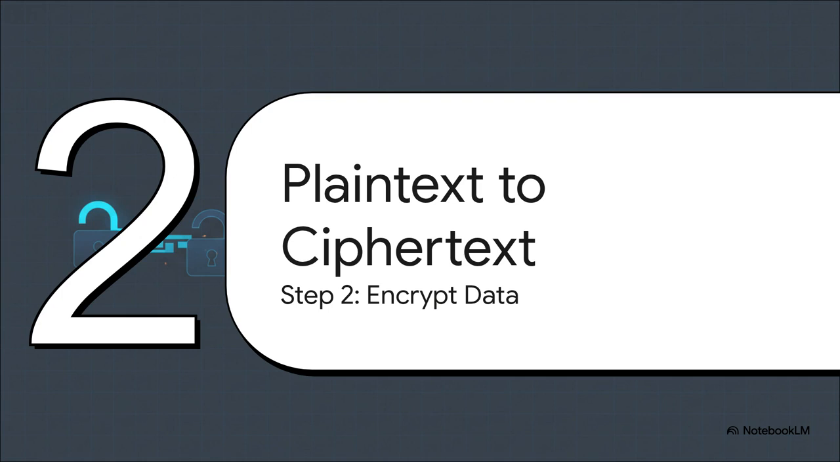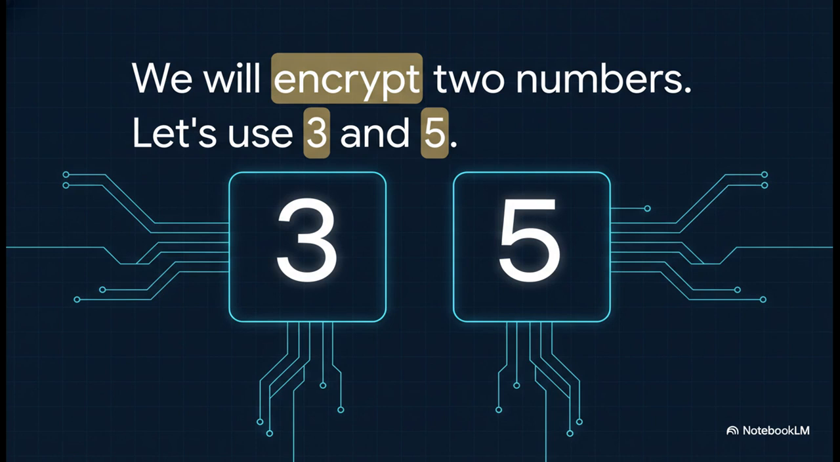So, with our security rules in place, we're ready for the next move. We're going to take our simple, readable data, lock it up tight, and then send it across that security boundary into the cloud. And to make sure this is super clear, we're going to stick with two of the simplest numbers I can think of, 3 and 5. Look, the numbers themselves don't really matter. What we're focused on here is the process, making sure the encryption and the computation are rock solid.